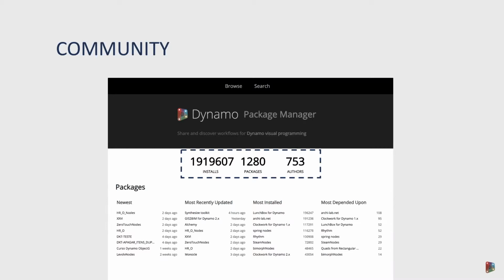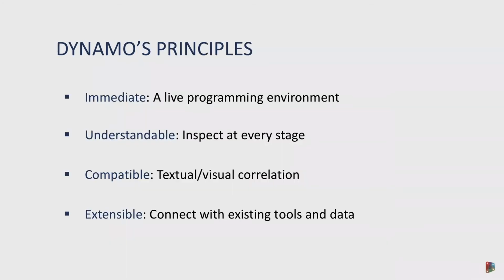So, what are Dynamo's principles? Dynamo is focused around being immediate. We want it to be a live programming environment where you can see what is happening at any given point in time. We want you to be able to do something and see a reaction to your action. We want it to be understandable, so we want to be able to introspect this at every single stage. We don't want you to have to conceptualize a whole bunch of different things in your head before you can understand what's actually happening at the tail end.